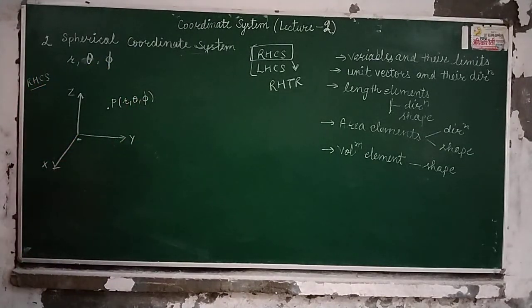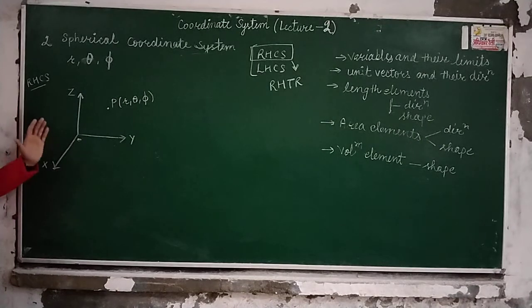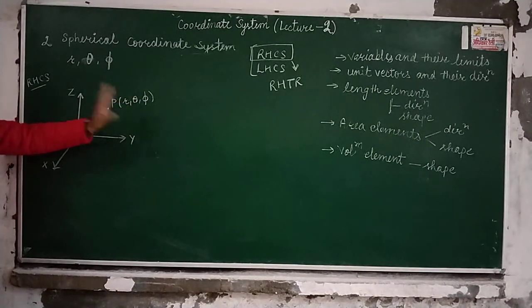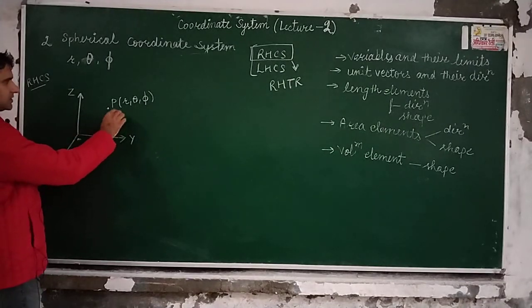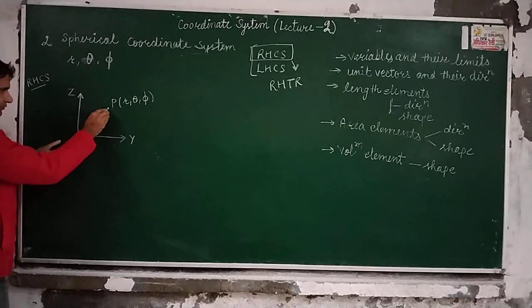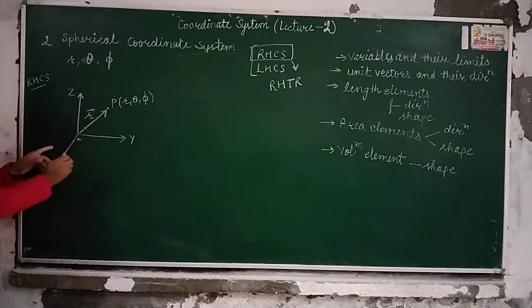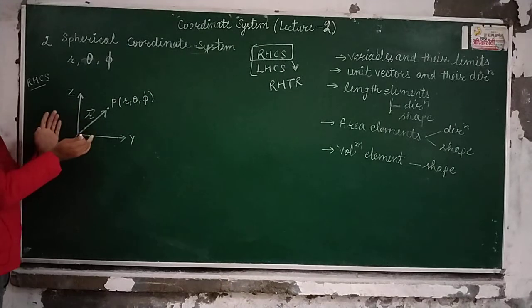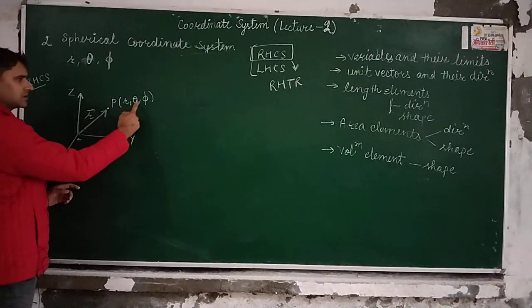Now we are to see what the limits of r, theta and phi are. Firstly, we will see the projection of this vector r, let me take this as vector r, and how it is oriented with respect to the different axes, x-axis, y-axis and z-axis, and what the meaning of r, theta and phi is.